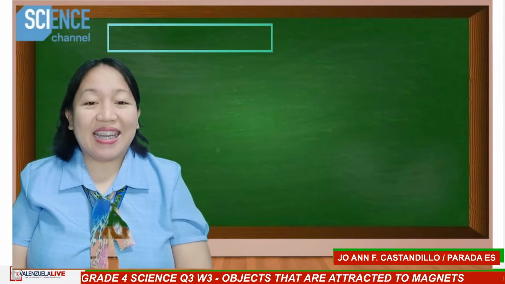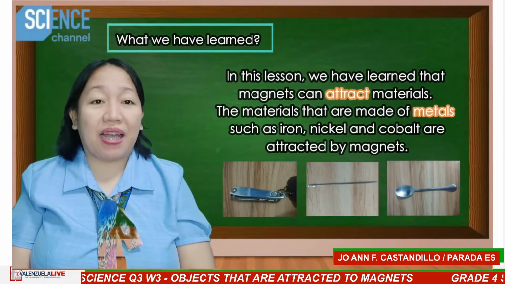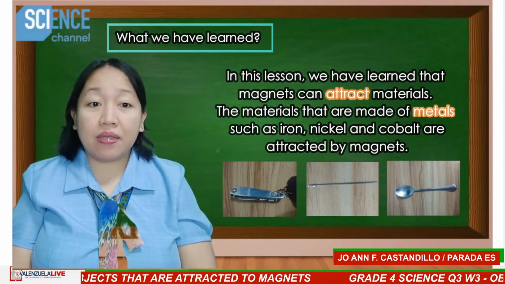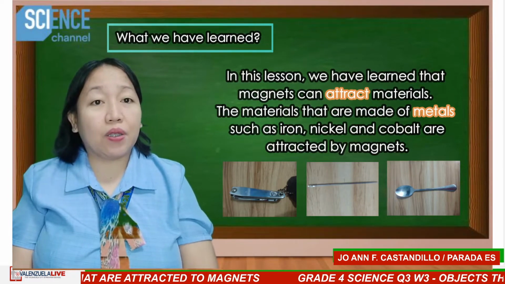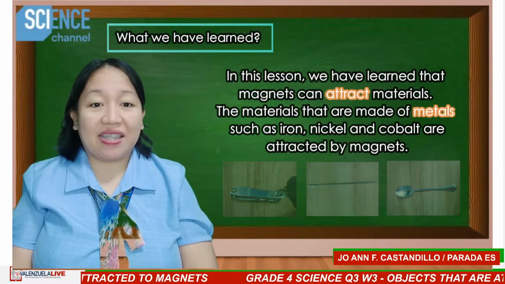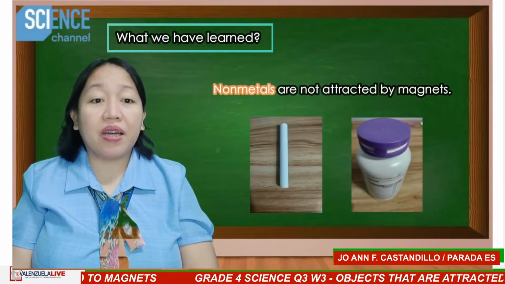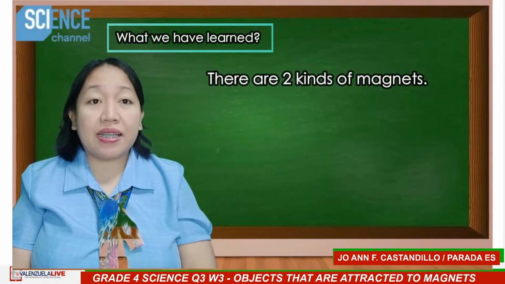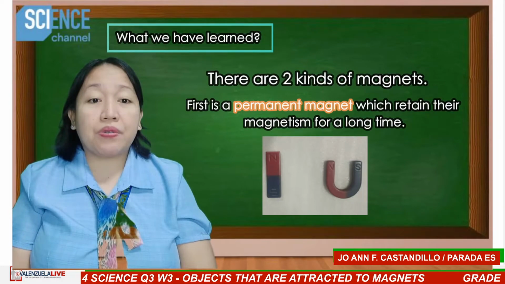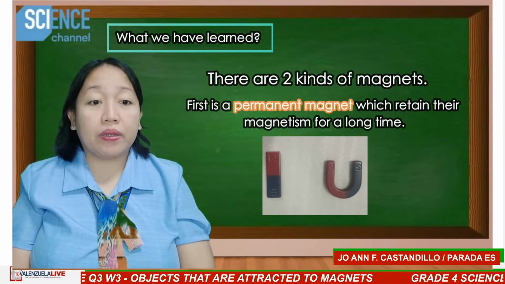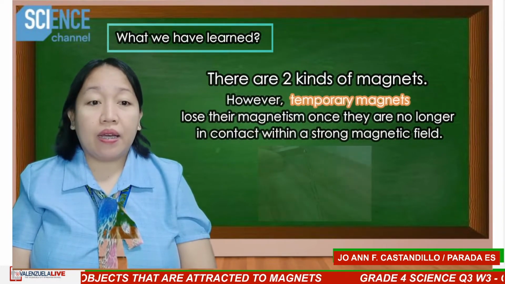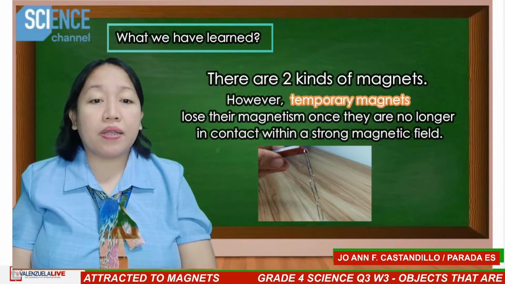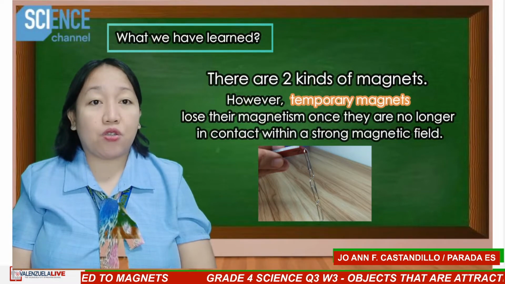What we have learned. In this lesson, we have learned that magnets can attract materials. The materials that are made up of metals, such as iron, nickel, and cobalt, are attracted by magnets. Non-metals are not attracted by magnets. There are two kinds of magnets. First is a permanent magnet, which retains its magnetism for a long time. However, temporary magnets lose their magnetism once they are no longer in contact with a strong magnetic field.